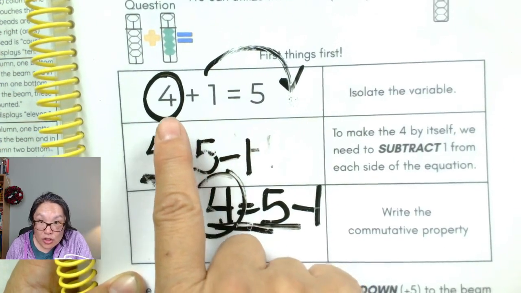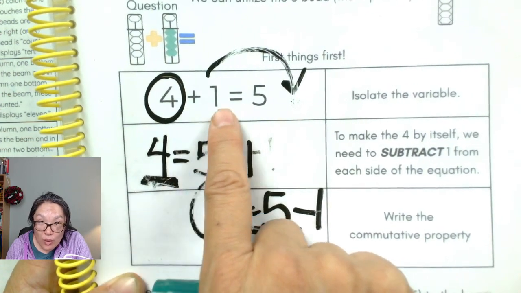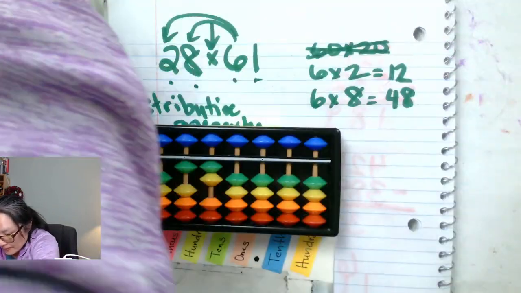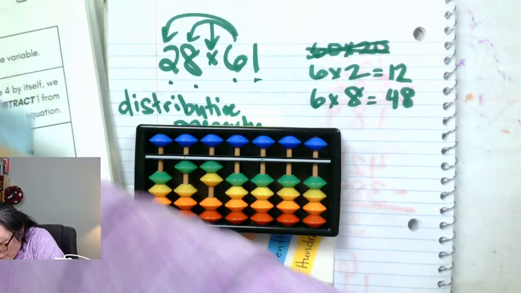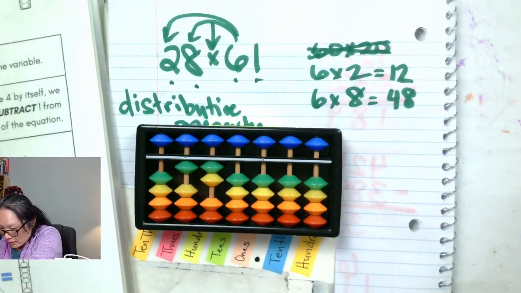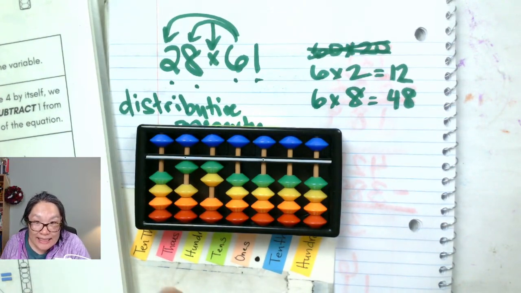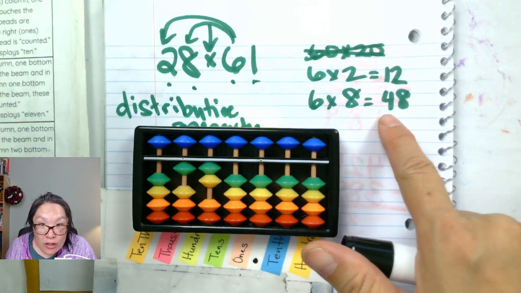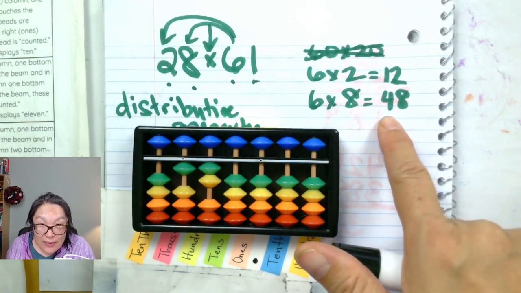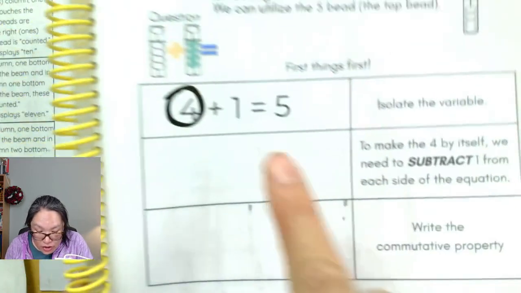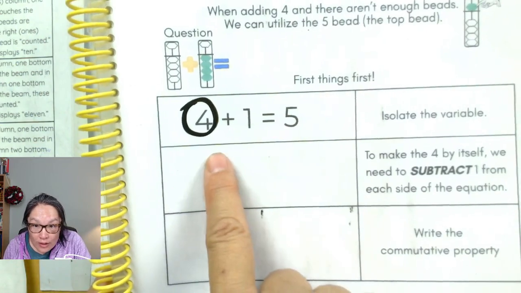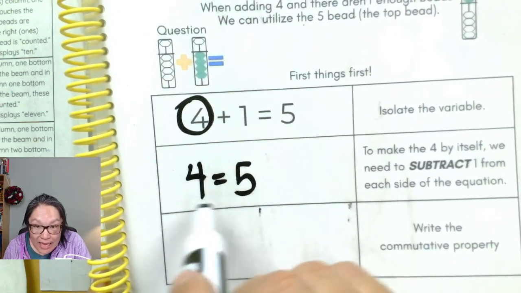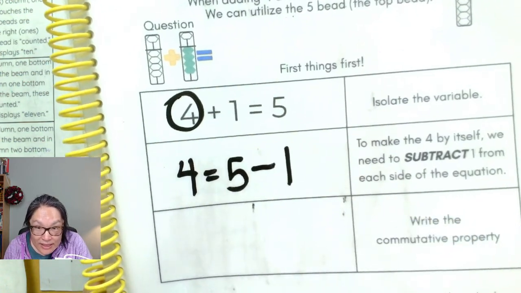So we're going to understand 4 plus 1 is equal to 5. What are we going to do? We need modification. To modify this equation, we're going to isolate the 4, because we need to add 4. Does that make sense? So we're going to isolate this variable: 4 is equal to 5. But 5 is not balanced. We need to balance it, and we need to minus the 1.